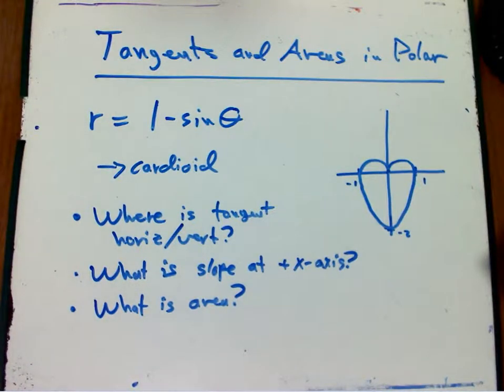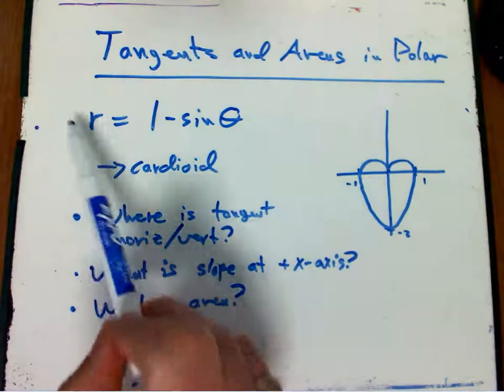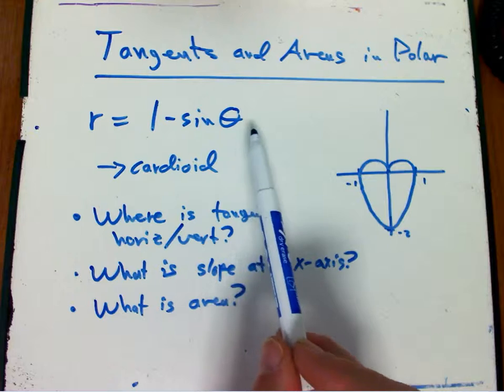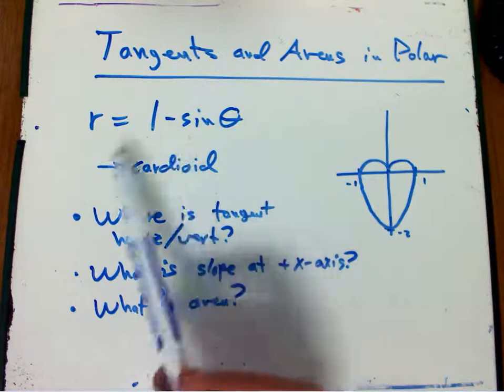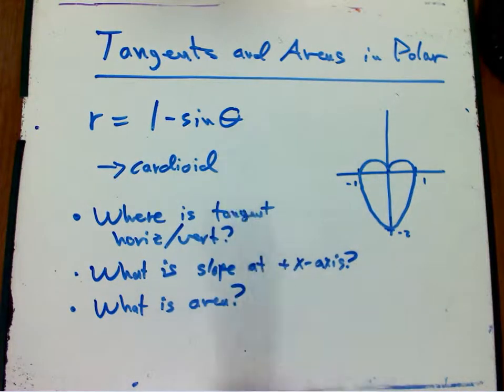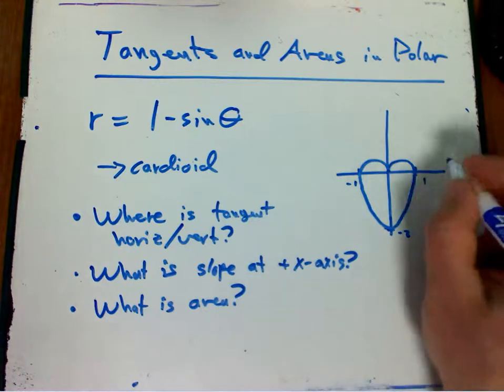Let's do some calculus in polar coordinates. We're going to look at an example of the graph of r equals 1 minus sine theta. That's a super famous kind of graph that works well in polar. It's a cardioid. I've sketched it here.